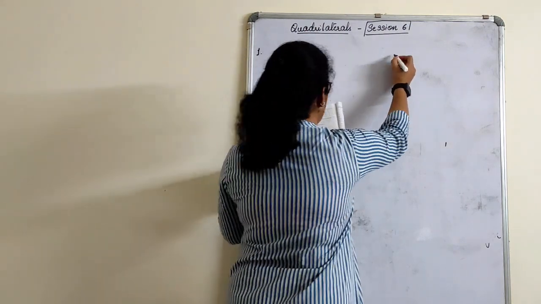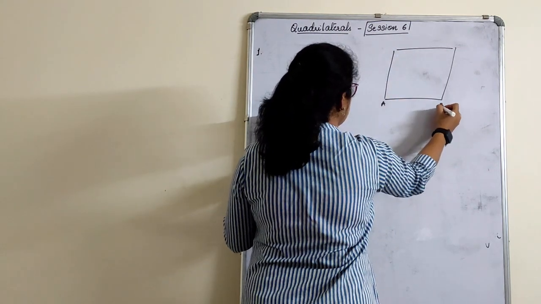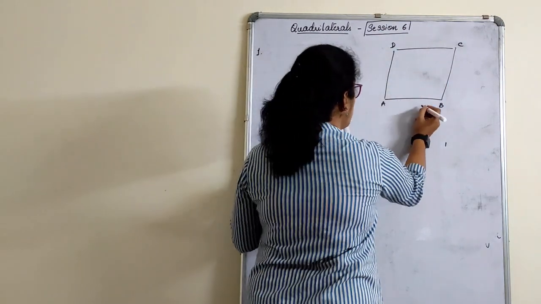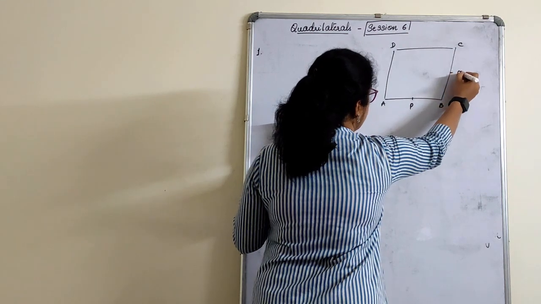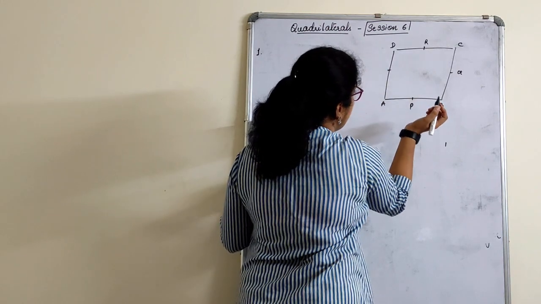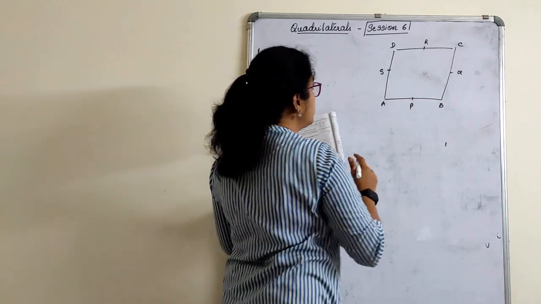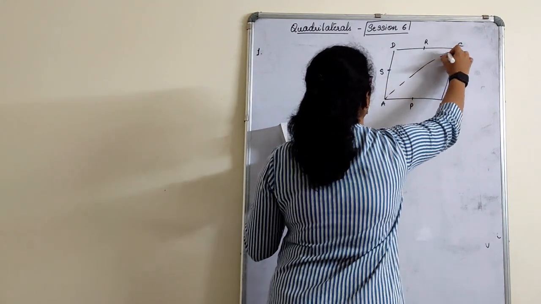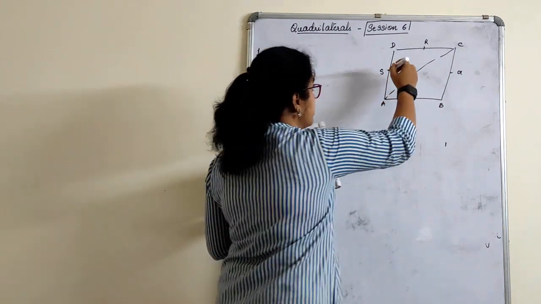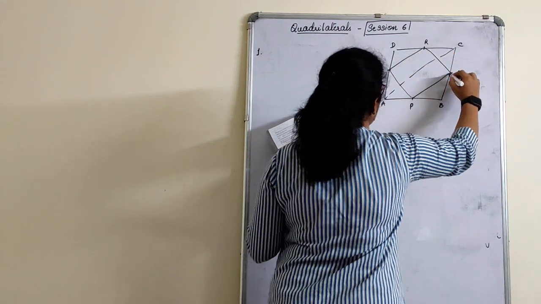ABCD is a quadrilateral. Let us draw the figure. ABCD is a quadrilateral in which P, Q, R, S are the midpoints of AB, BC, CD and AD respectively. AC is the diagonal. So prove that. There are three things to be proved. Let us join P, Q, R and S.